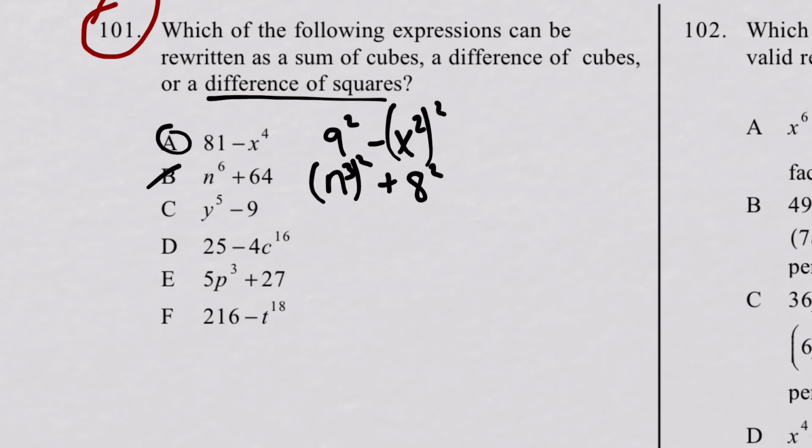C, y to the fifth minus 9. There is no way for me to write y to the fifth as a perfect square. Also, no way for me to write it as a perfect cube. Okay, so that one does not fall in the category.